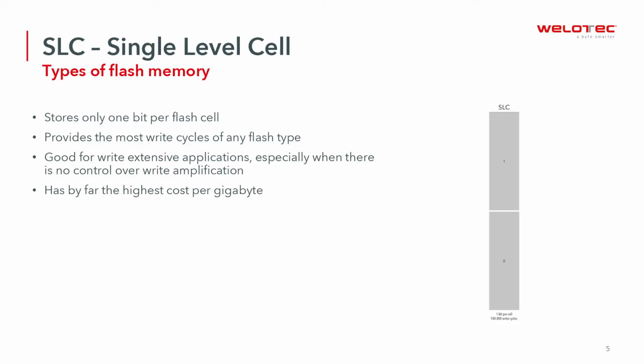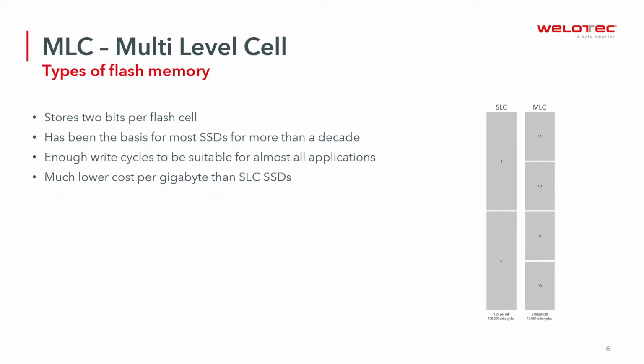It only stores 1 bit in each physical cell on the media and provides the most write cycles of all flash types. It is a very good choice for write extensive applications, especially when you have no control over write amplification. It's also very expensive. MLC SSDs store 2 bits per physical cell by using 4 different voltage levels to represent them. They have been basic for most SSDs for about a decade, and they're usually not write cycle limited in a way that impacts applications. They also have much lower cost than SLC SSDs since they only need about half the silicon space to store the same data.